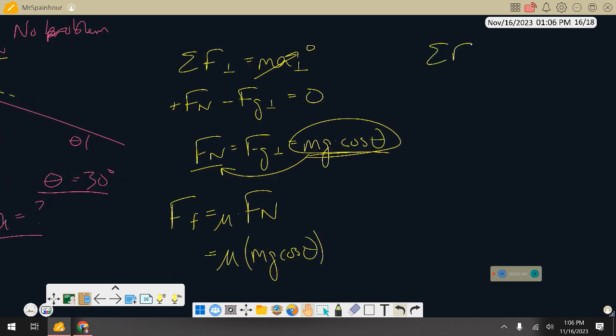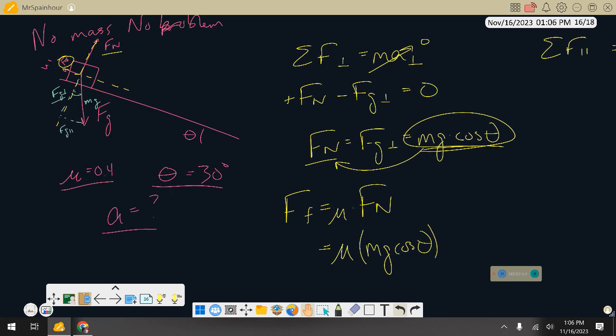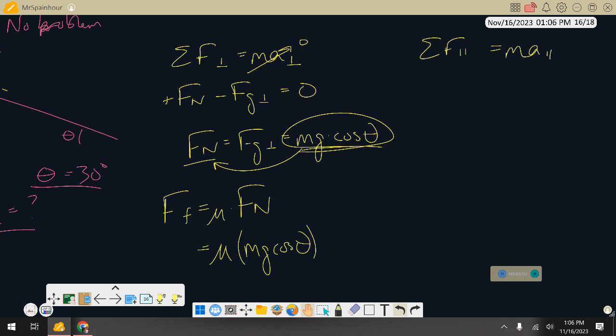We're going to sum the forces parallel. It's mass times acceleration parallel. And if we come back and look at our force diagram, we see that the forces are going to be negative force friction since it is back left. And this force gravity parallel is going to be in the positive direction. So we have positive force gravity parallel minus force friction equals mass times acceleration parallel.